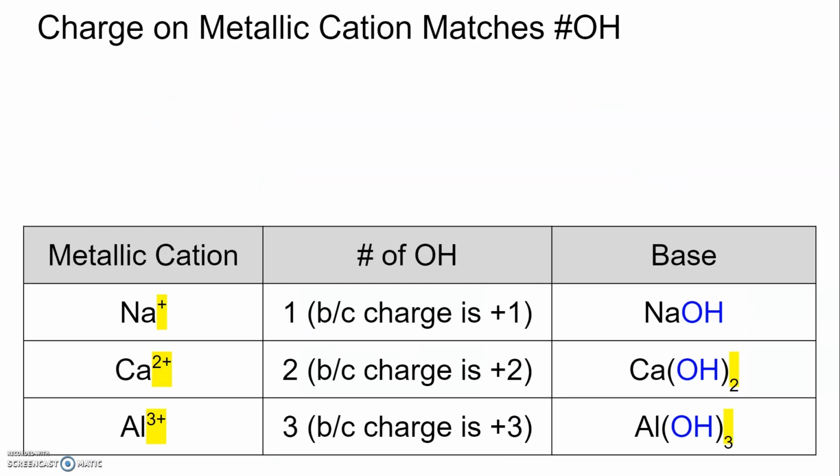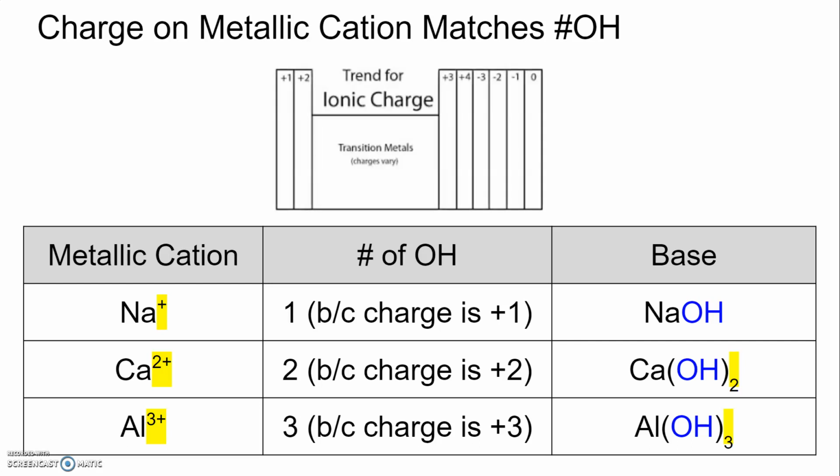So one thing that I wanted to note, now that we see what happens when a base is dissolved in water and how it releases those hydroxides, is that the charge on the metallic cation matches the number of hydroxides. Remember how with an acid, the number of hydrogens would match the charge on the anion? Well, same thing is happening here, where the number of hydroxides would match the charge on the metal. And that's because for an ionic compound, the overall charge must be 0, right? Balance is super important in chemistry, as you can see.